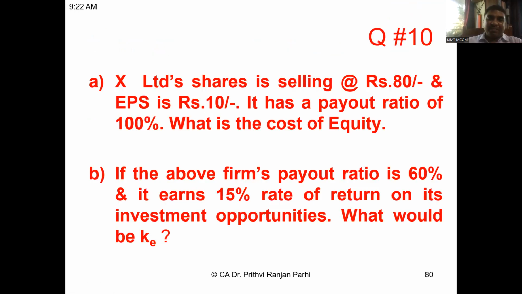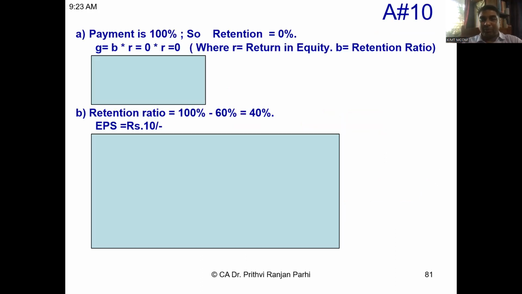If you look at the second part of the question, it says, if the above firm's payout ratio is 60%, that means 40% is retained. It earns a 15% rate of return on its investment opportunity. That means return on equity is 15%. This will help us. Retention ratio, you know, is 40%. Return on equity is 15%. So growth is equal to B into R. So 0.4 into 0.15, you can find out the growth rate. Once you know the growth rate, we'll be able to compute the cost of equity.